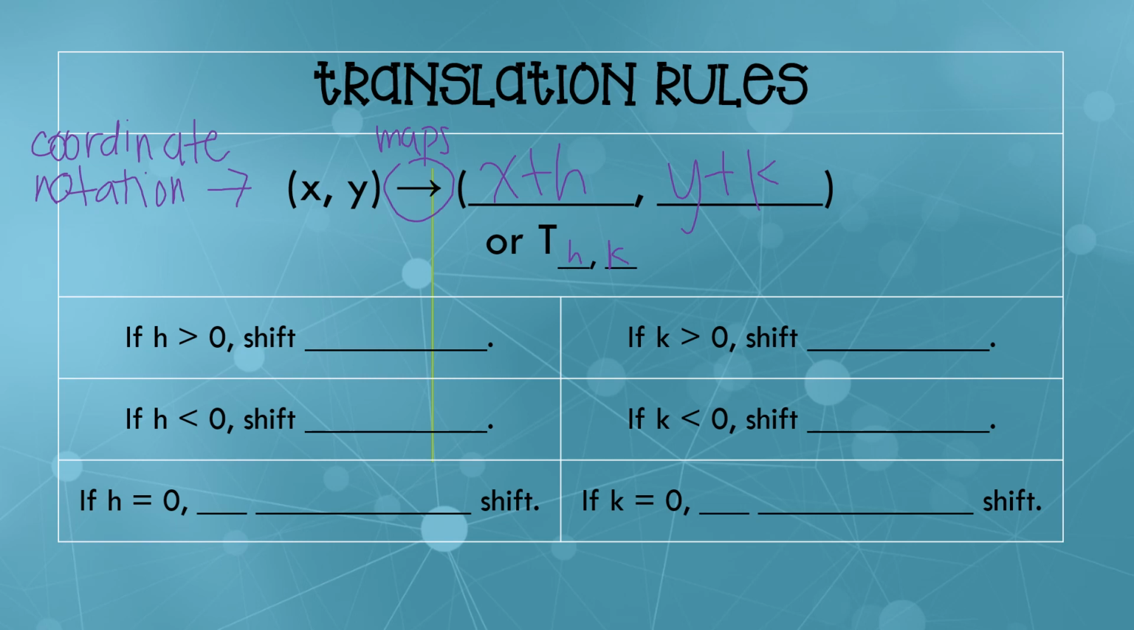If h is larger than 0, which means it's positive, it will shift to the right because h impacts x and x goes left or right. If it's less than 0 or negative, it will go left. And if it is 0, it will not horizontally shift.